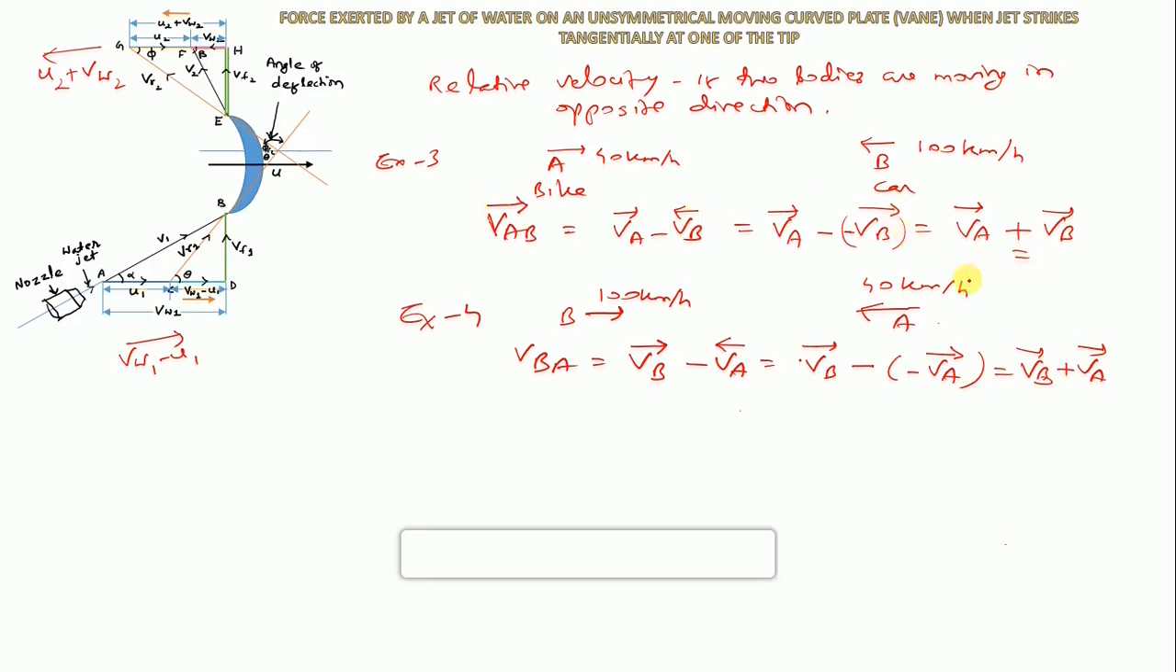So in example 3, VA plus VB is equal to 140. In this case also 140. For calculating the velocity of A with respect to B, this value will be in the direction of motion of A, and in this case the value will be in the direction of motion of B. So by comparing examples 1, 2, 3, 4, we can easily know the VW1 minus U1 component and U2 plus VW2 component.